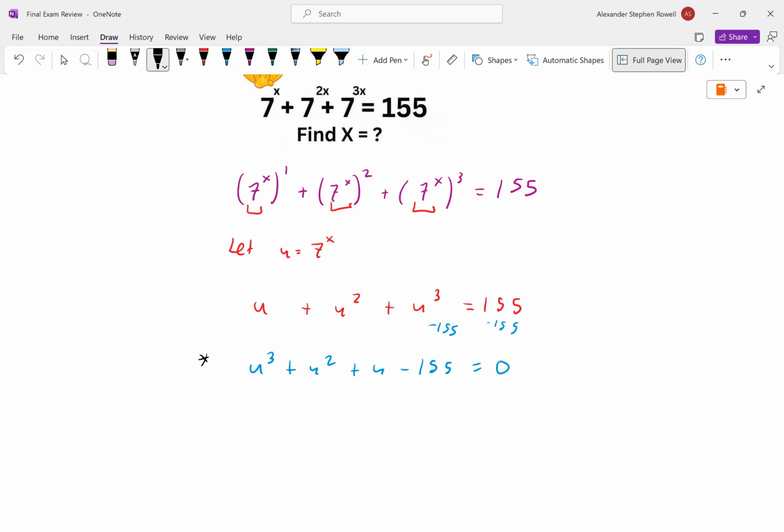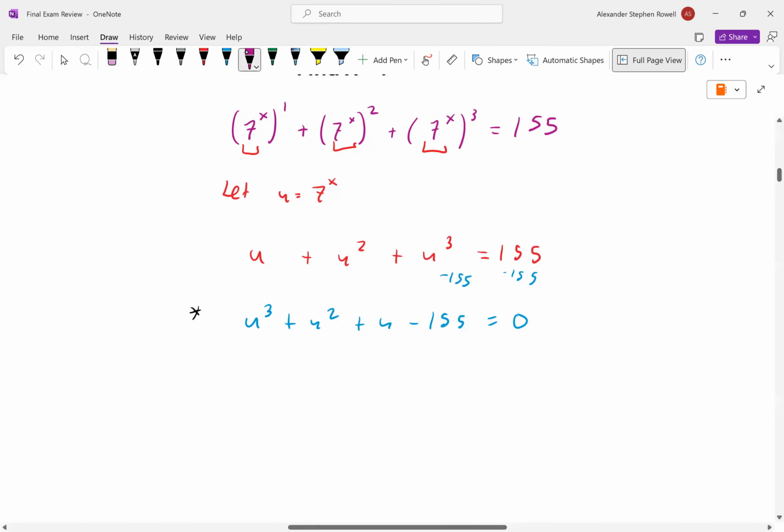We just did use substitution. So we want to solve for u. We're finding the zeros of a polynomial. We can try factor by grouping, but it doesn't work. We have to do the rational zero theorem. Remember that? Yeah, this problem's monster, huh? What's the P and Q stuff?